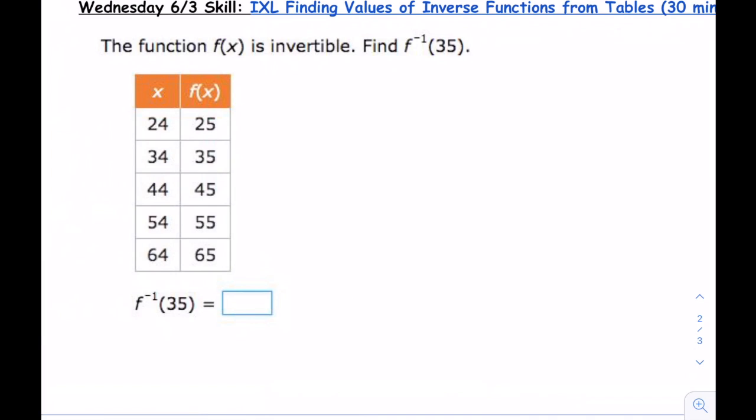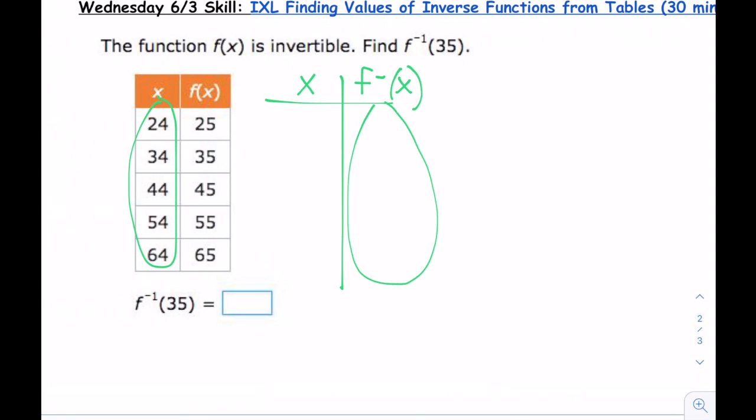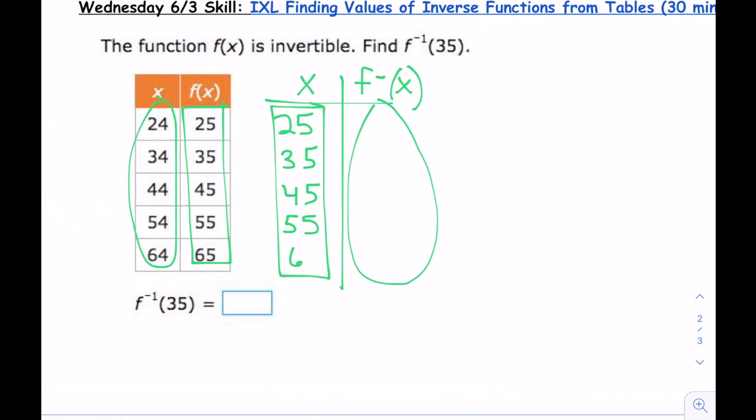As you saw before, the table for an inverse function just switches all the x and y values. So it tells us the function f of x is invertible. We can find the inverse. Find f inverse of 35. Well, we know the table of f inverse of x is going to look like all of the x values being on the y side and all of the y values being on the x side. So I can quickly make a table for f inverse of x by just copying those columns.